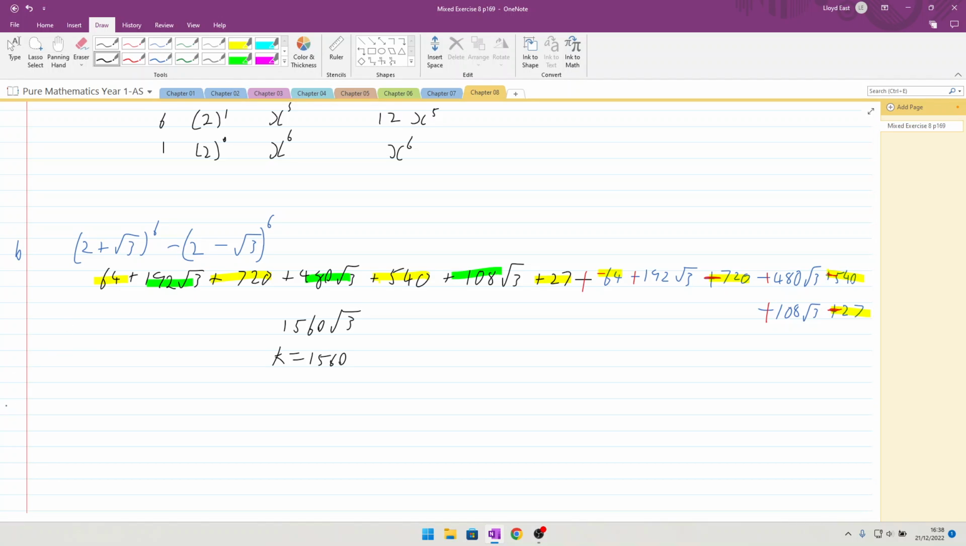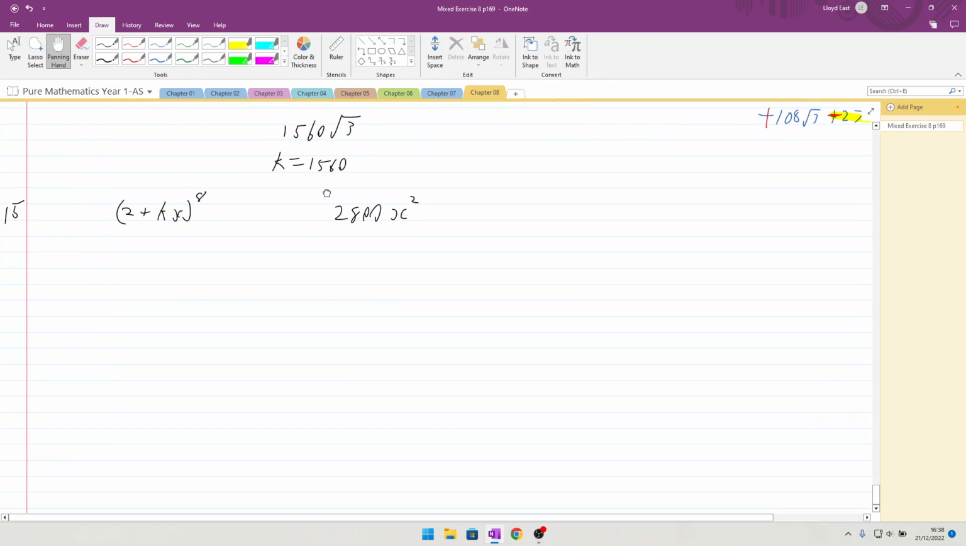Okay, last one for this video, question 15. Okay, the coefficient of x squared in the binomial expansion of 2 plus kx to the 8, where k is a positive constant, is 2800. So we've got 2 plus kx to the 8, and that has a 2800x squared term. Okay, and so use algebra to calculate k.